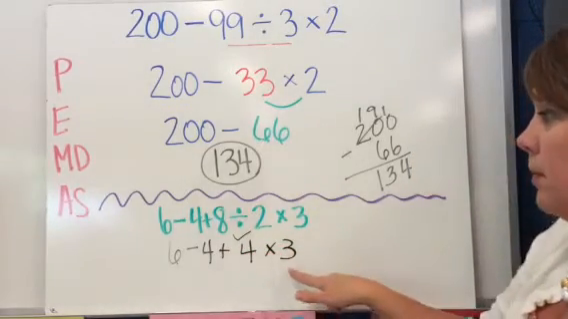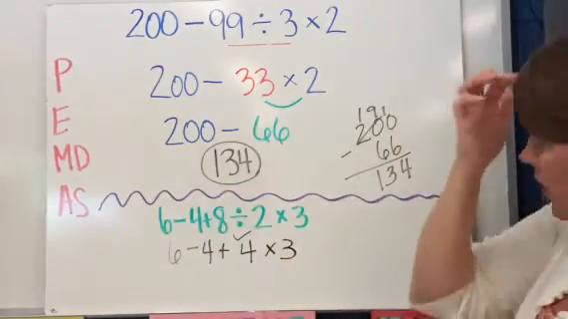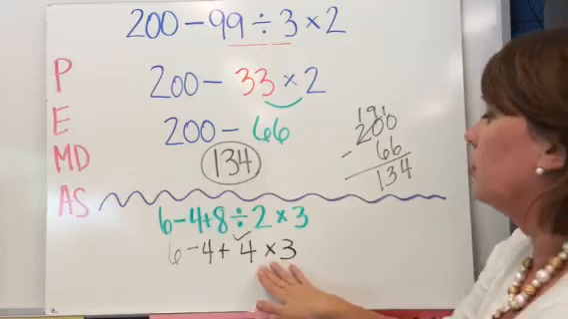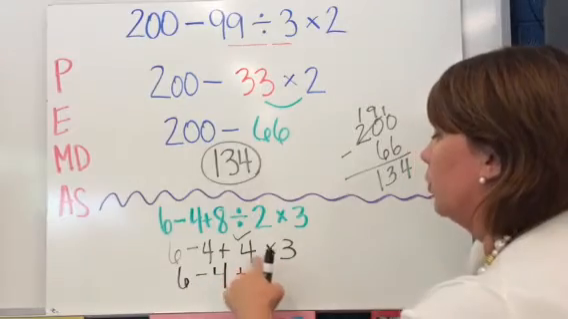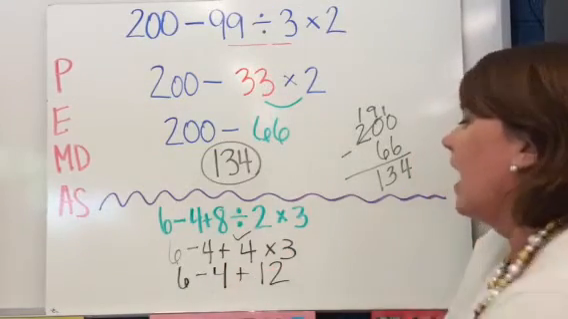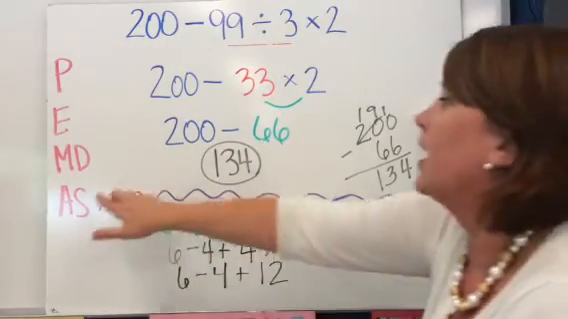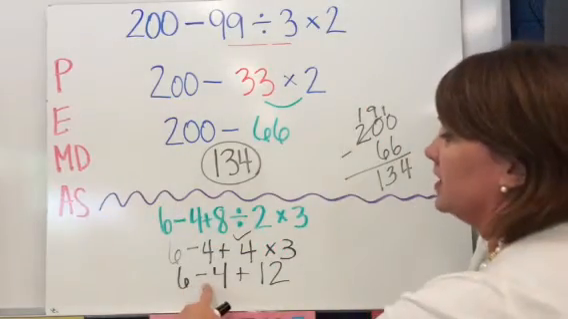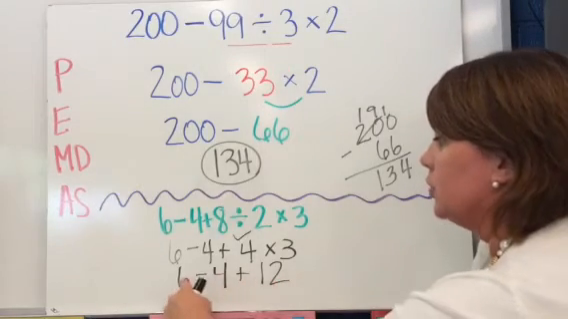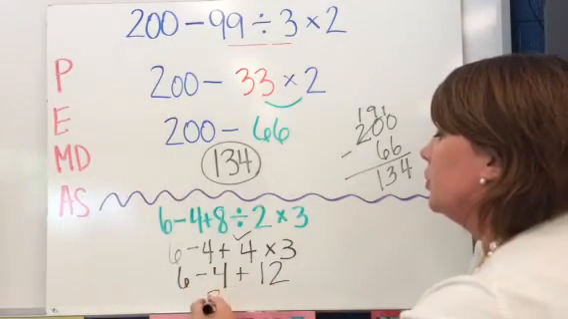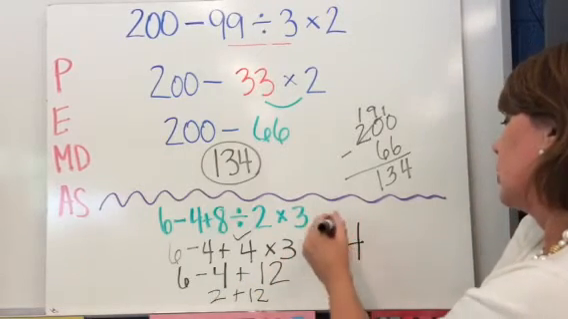So now I have a new problem. It's got subtraction, addition, and multiplication. Multiplication is still more important than addition or subtraction, so I'm going to do 4 times 3 first. I'm going to rewrite this though. 6 minus 4 plus, and then 4 times 3 is 12. And then again, I follow the order of operations. I have subtraction and addition left, but I go from left to right. So the subtraction comes before the addition in this problem from left to right, so I do it first. 6 minus 4 is 2. 2 plus 12, I just bring that down, is 14. And so my final answer is 14.